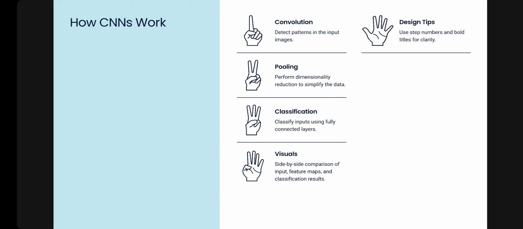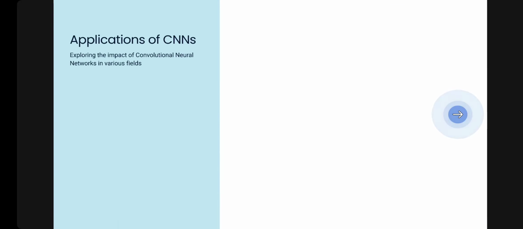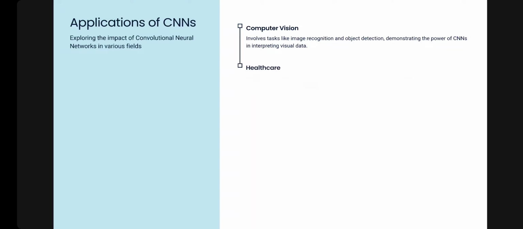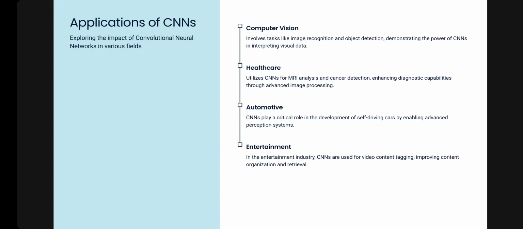Then you have design tips, which is basically using step numbers to make the titles very clear. So what is the application of CNN? You have computer vision, image recognition, or object detection, which demonstrates the power of CNN. For example, you have an attendance system where a student's face must match the image stored in the database, and then the student will be registered as present.